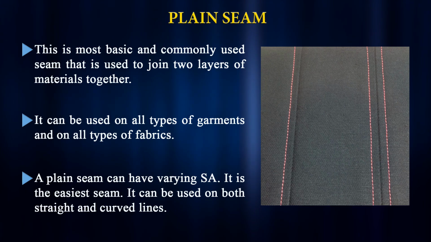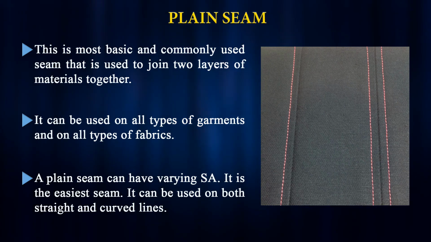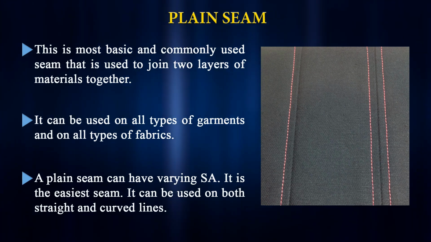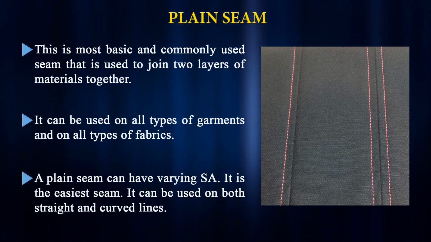So seam allowance can vary according to the garment's need, and it is the easiest seam we can develop. It can be used on both straight and curved lines. If we want to stitch on a straight line, we can use the plain seam. If we want to stitch a curved line, you can use the plain seam on the curved line also. So this is one of the most important and basic stitch seams we use on garments.